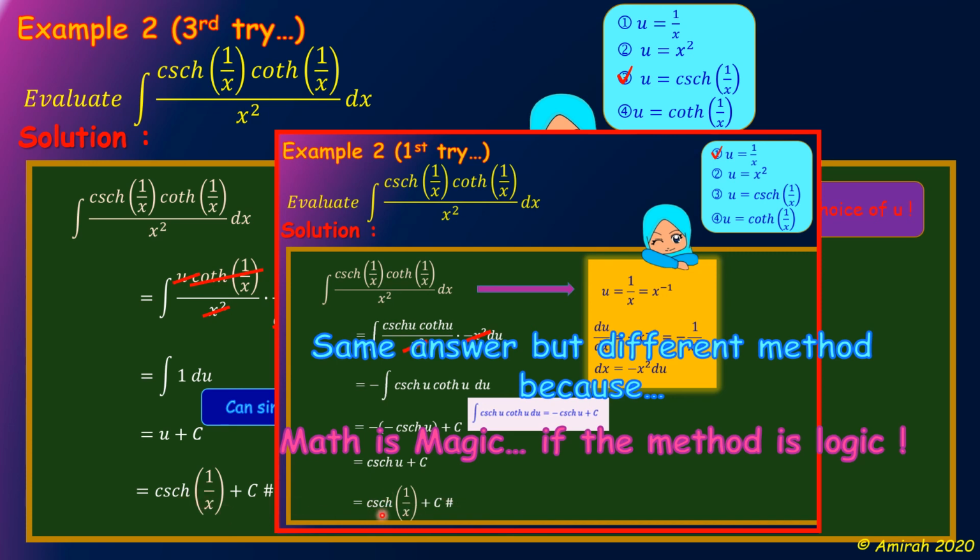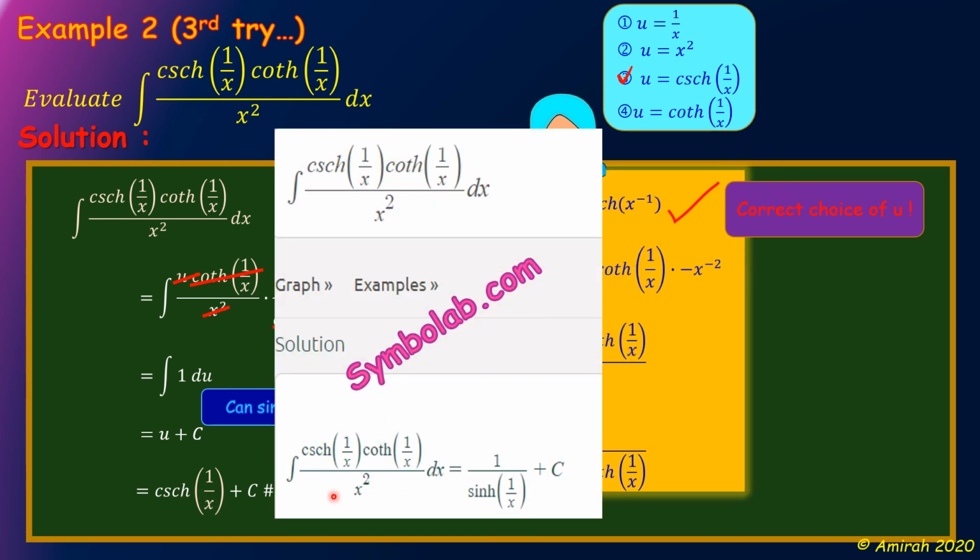That's why we get the same answer. Or we can check using symbolab.com. The syntax is like this. The integration sign we get from the menu pad in symbolab.com. So we integrate cosh 1 over x, coth 1 over x squared dx. After we press enter, this is the final answer. The final answer is 1 over sinh 1 over x plus c, and 1 over sinh means cosech. So 1 over sinh 1 over x means cosech 1 over x plus c. So this is the final answer.